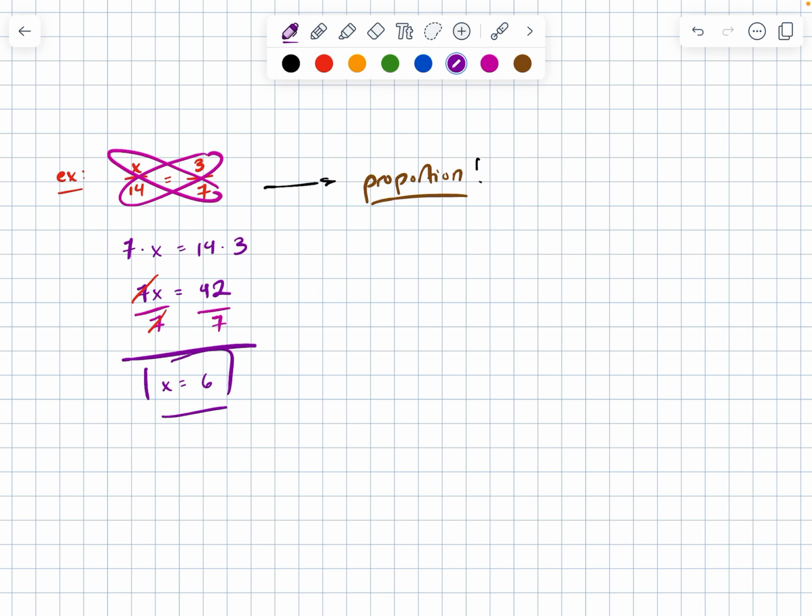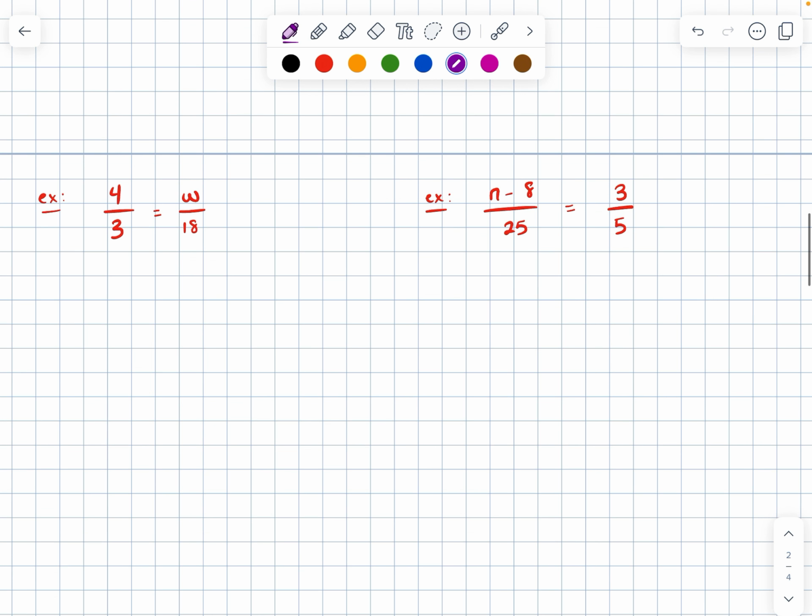So cross-multiplying is always a powerful strategy when I'm working with proportions. Let's do 2 more really quick just to make sure that we've got that skill locked down. So 4/3 equals w over 18. n minus 8 over 25 equals 3/5. Let's solve for w, solve for n, find the values of the variable that make each of these proportions true. Give yourself 2 minutes, set a timer, see how far you get, and then we'll come back. All right, let's do it.